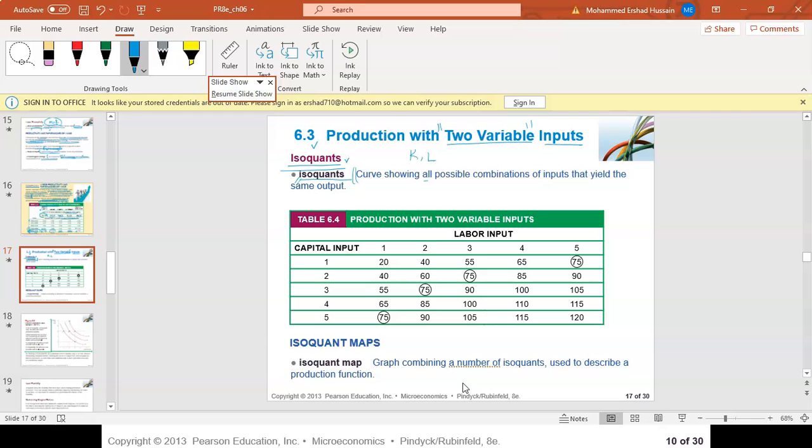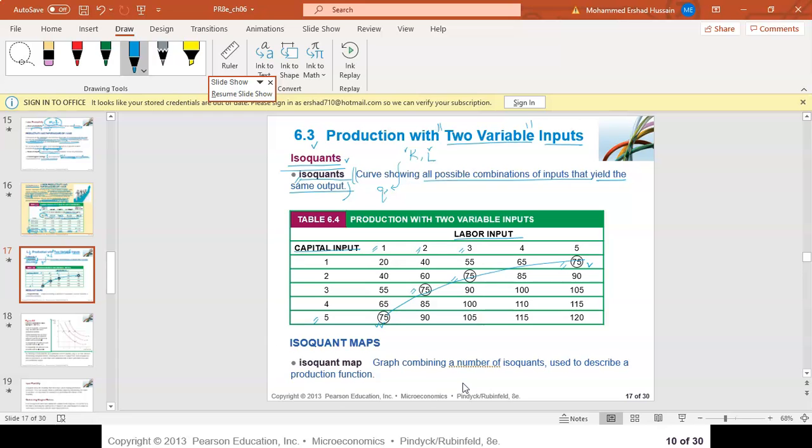Isoquants are curves showing all possible combinations of inputs that yield the same output. Q is output, so all combinations of capital and labor that will yield the same output Q. Here we have labor, here we have capital. To produce 75 units of output, you need either 5 capital and 1 labor, or 3 capital and 2 labor, or 2 capital and 3 labor, or 5 labor. All of these will produce 75 units of output. So this is what the isoquant shows.